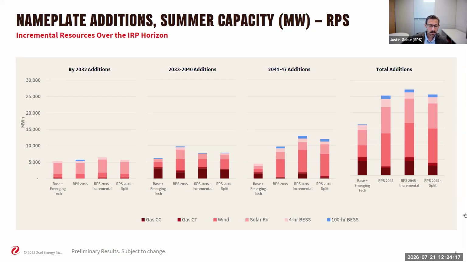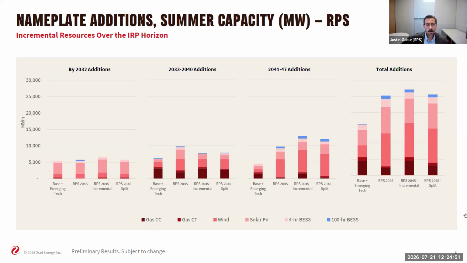build out. Now, RPS 2045 incremental is a view where we take the base emerging tech and we treat the RPS requirement as a purely REC-driven requirement through the planning horizon and incrementally adds renewable resources to meet a 100% REC requirement at 2045. Now, the law is 2045 carbon zero, but in this situation, we're treating RPS as a 100% REC requirement.